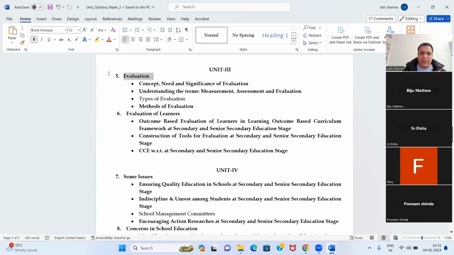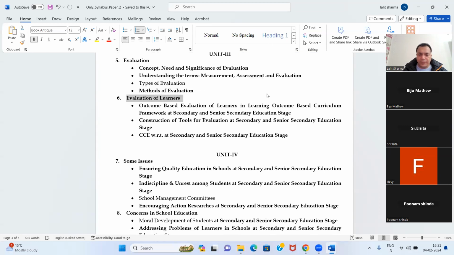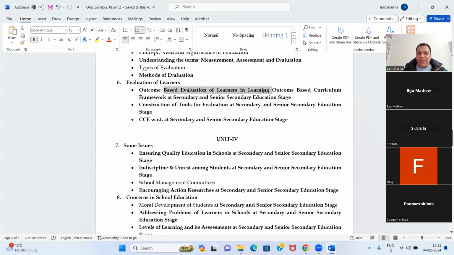Under unit 3, there is evaluation. Concept, need and significance of evaluation. Suppose we have to evaluate the student. You know that there are two types of evaluation, one is formative and the other summative. We have already done it in the previous semester, previous classes. Understanding the terms measurement, assessment and evaluation. Types of evaluation, methods of evaluation. Then outcomes of learner. So, outcome based evaluation of learners in a learning outcome based curriculum framework.